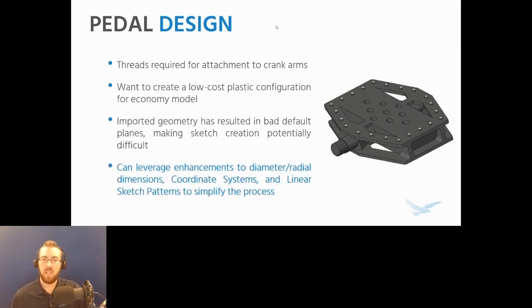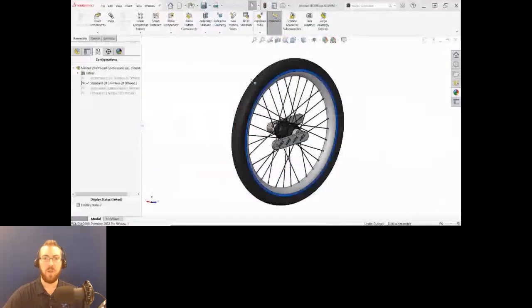But we're going to show how you can leverage some really cool new enhancements to coordinate systems to circumvent that process. And this is something that I kind of hid in the general session because I wanted to give you guys some extra value and convince you to be here. So really excited to show that. We're also going to show some enhancements to diameter and radial dimensions, some quick swapping for display options, and that other side of the linear sketch pattern enhancement, which is using lines for direction references.